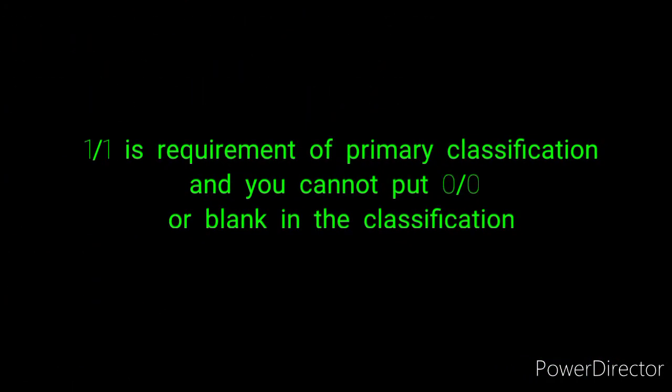Why does it have 1 over 1? It is because it is a requirement of primary classification, and you cannot put 0 over 0 or leave it blank in the classification.